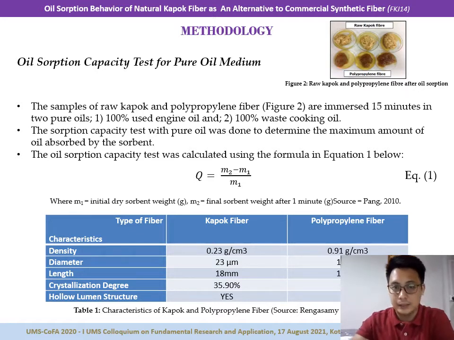Figure 2 shows that the top one is the raw kapok fiber, and the bottom one is the polypropylene fiber. And table 1 gathers all the information on the characteristics of kapok fiber and polypropylene fiber. This was tabulated in table 1 because we want to make a comparison between these two fibers before starting the study.